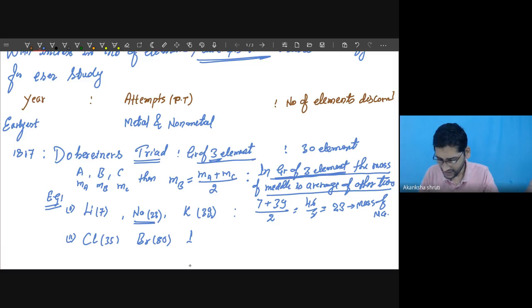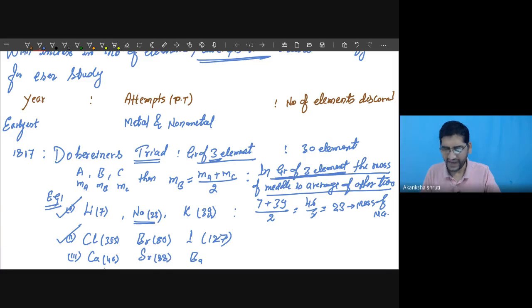Bromine is 80 and iodine is 127. Student, if you wish, you may put the 0.5 also in chlorine. Roughly you get that the middle one follows the relation: adding the first and last gives the mass of the middle one. The third triad was calcium, strontium and barium. Student, you just keep these two triads in mind. Remembering the masses is quite difficult, but calcium is 40, strontium is 88 and barium is 137.